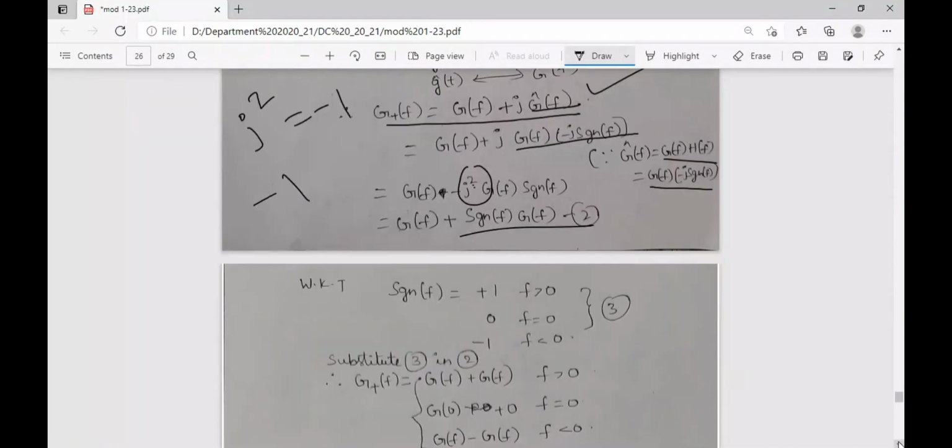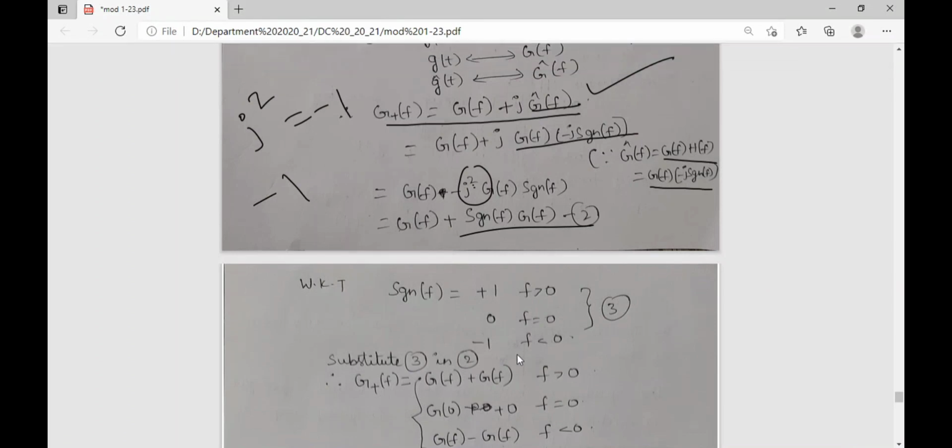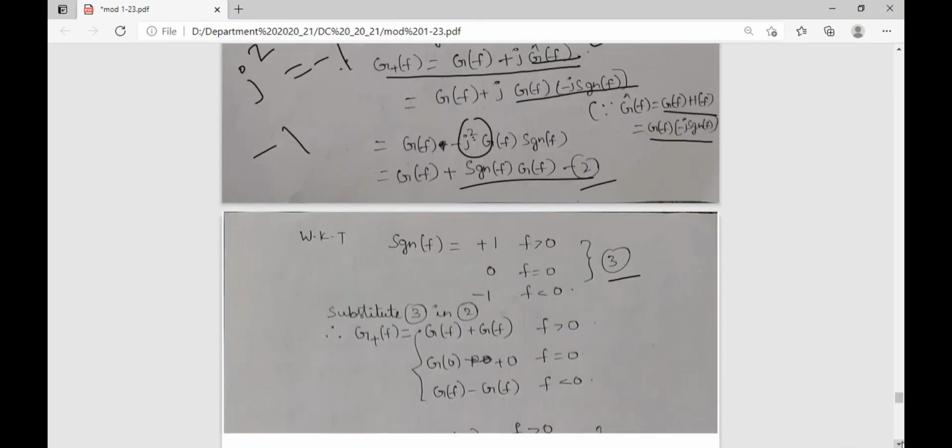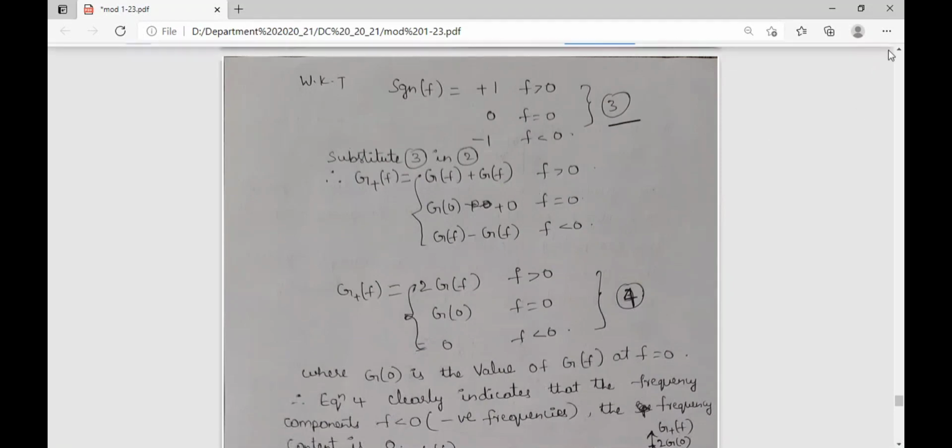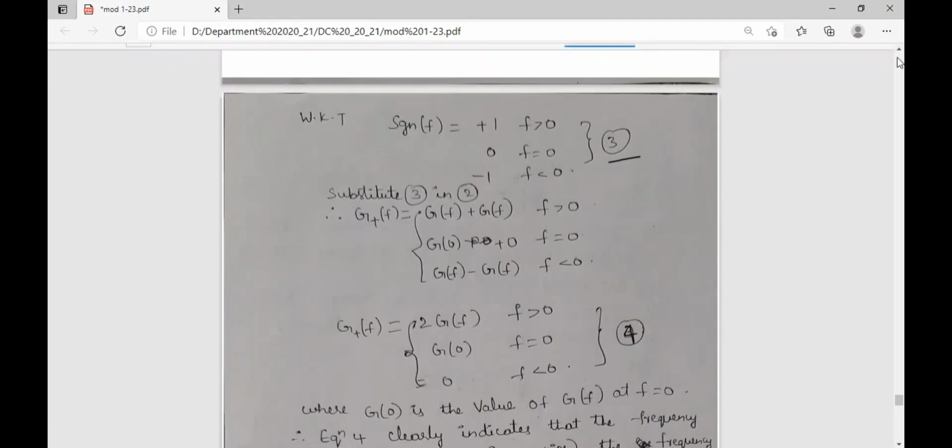Okay, now we already know what the signum of f function is. Signum of f function is 1 for f greater than 0, equal to 0 for f equal to 0, and minus 1 for f less than 0. Now what I'm doing is substituting this third equation in the second, so that you'll get g of f. One second, let me show all together.